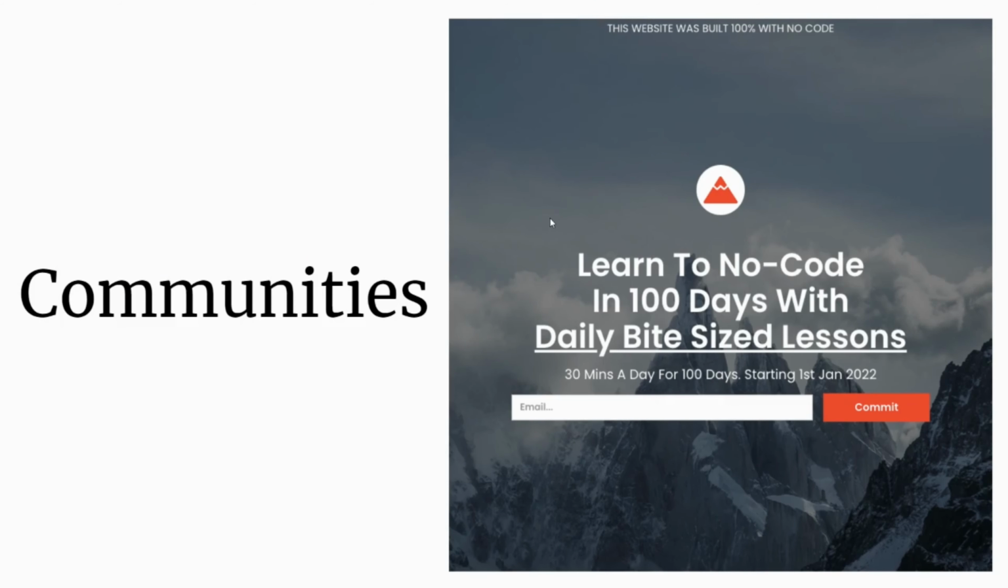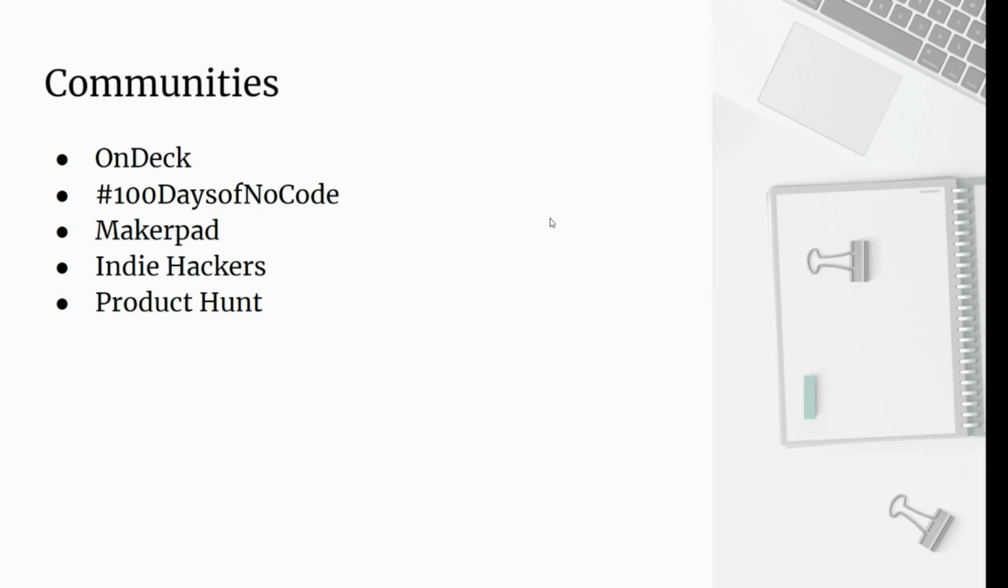Now I'll be going over communities that are really helpful in the no code space. One of the communities that is extremely helpful in the no code space is On Deck. On Deck is a community of entrepreneurs and innovators, of change makers all over the world. There's 100 days of no code. 100 days of no code is a challenge and community. If you search hashtag 100 days of no code on Twitter, you'll find people that are building projects every single day, developing that habit of building, but also learning no code and learning the different tools in the ecosystem.